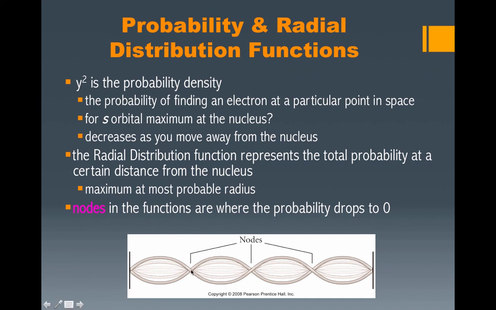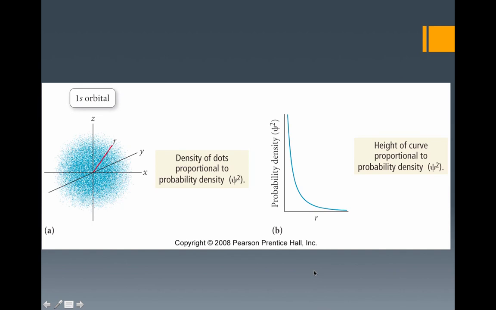Ψ squared is the probability density. It's telling you the probability of finding an electron at a particular point in space. This number decreases as you move away from the nucleus. The radial distribution function represents the total probability of finding an electron at a given distance. Nodes, again, are where this probability drops to 0.